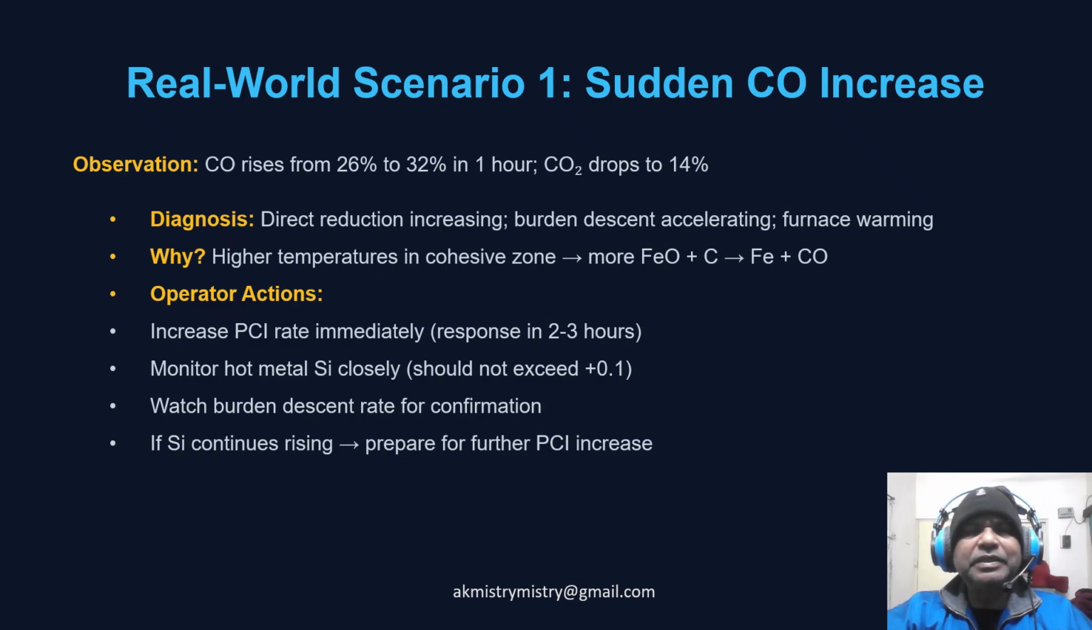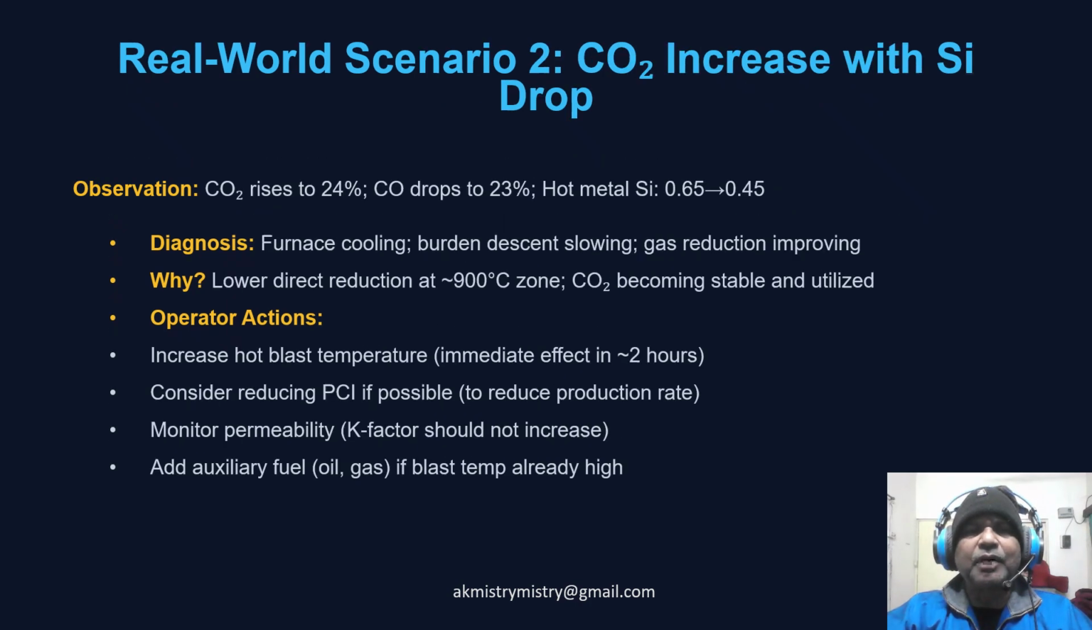Now, in the second scenario, CO2 rises to about 24%, CO drops to 23%, and hot metal silicon falls from 0.65 to 0.45. These patterns signal a cooling furnace, slower burden descent, and improved gas reduction efficiency. The lower direct reduction near the 900 degree zone allows CO2 to become more stable and be utilized. Here the operator should increase hot blast temperature to warm the furnace, expecting an effect within about 2 hours.